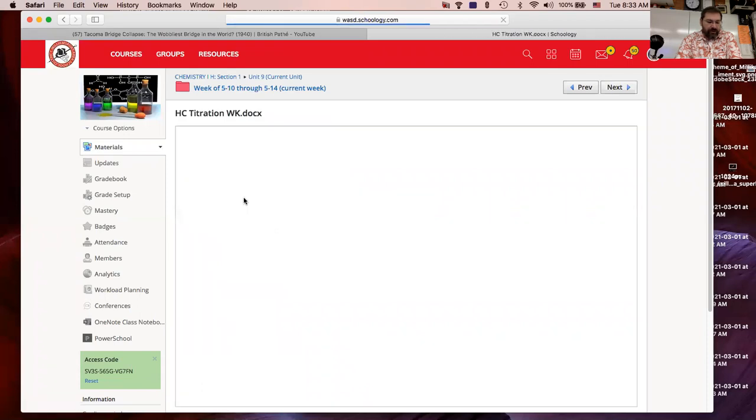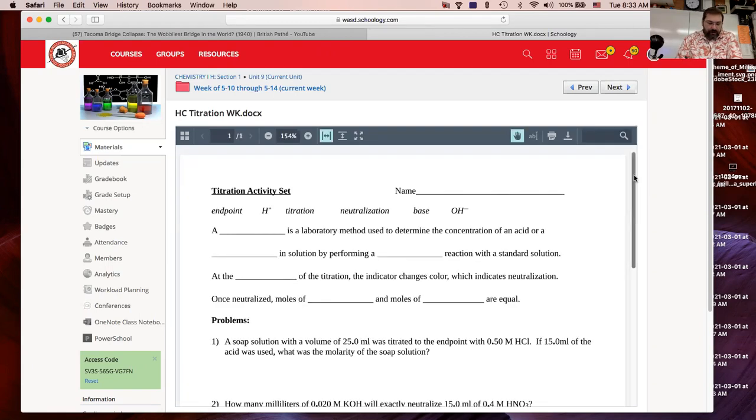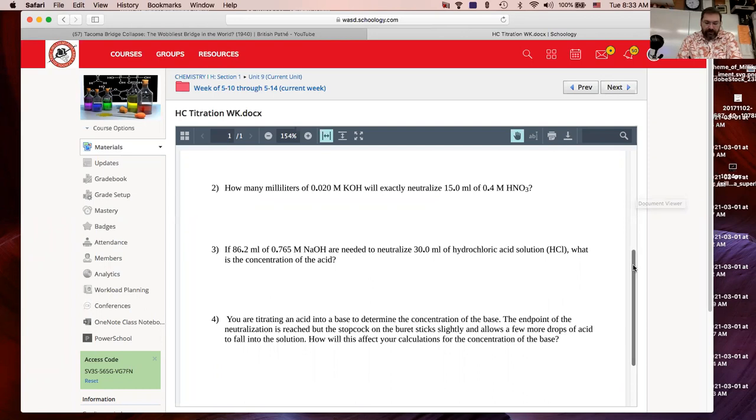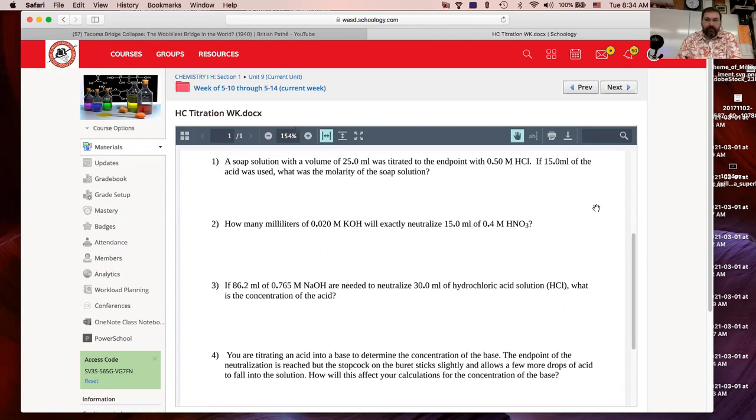If you click titration worksheet, it takes you to the worksheet, or you can find it directly in the folder for this week. At the top, it has some conceptual fill-in-the-blank questions about the process of titration, and then there are a few problems. The main thing to do in each problem is that you know a concentration and a volume for one of the chemicals. With a concentration and a volume, you can figure out the number of moles of that chemical. Then you relate that number of moles to the volume of the other one, and that tells you the molarity of the other solution.